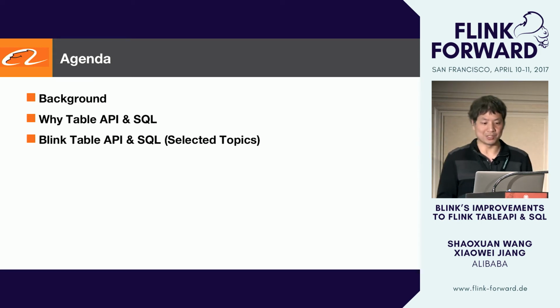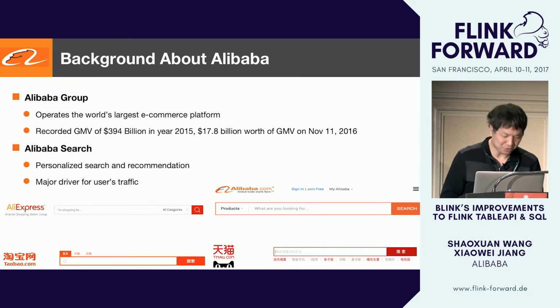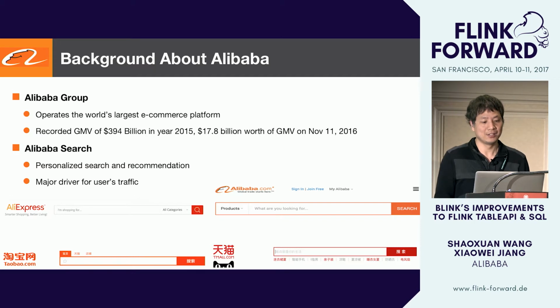Here's some background about Alibaba. Alibaba operates the world's largest e-commerce platform, Taobao and Tmall. This platform recorded a gross merchandise volume of almost $400 billion in 2015. And on November 11th, 2016, it recorded almost $18 billion of sales in a single day. This is huge. And we are part of the Alibaba Search group.